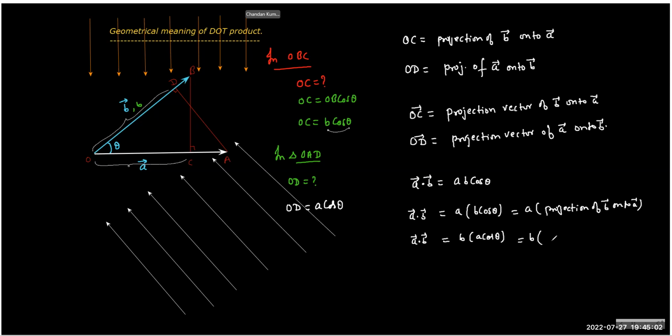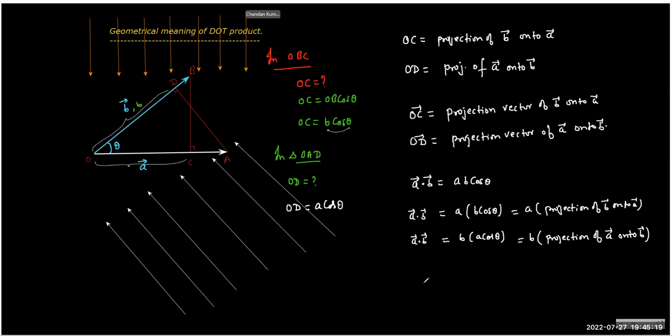And what is A cos theta? Projection of A vector onto B vector. Am I right? Yes, sir.